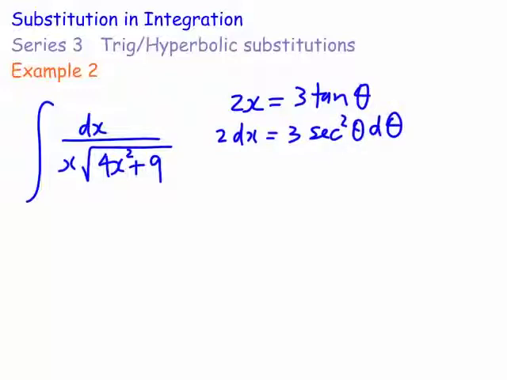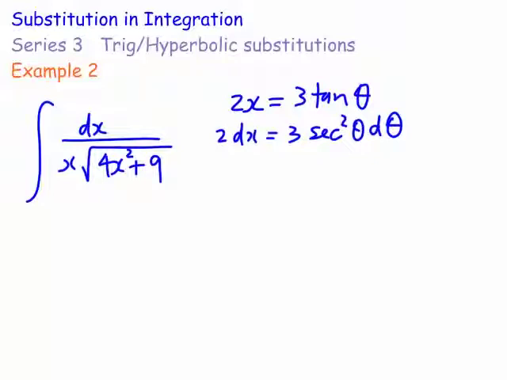Or if you like, 2 lots of dx d theta is equal to 3 sec squared theta, just multiplying both sides by d theta. So you can see here, in fact, dx is actually a half of that. So let's now substitute it all in and see what happens. Dx is in fact half of that, so it's basically going to be 3 on 2.